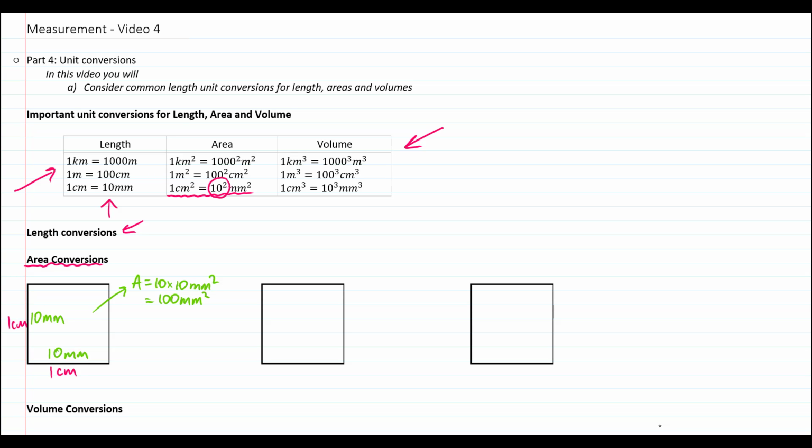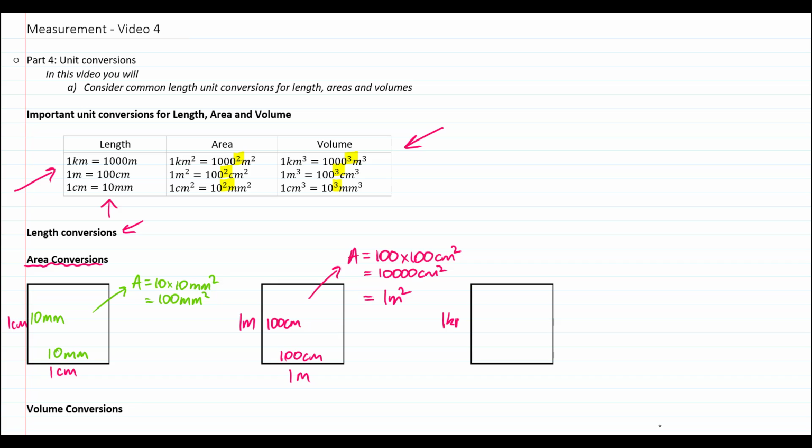Now, obviously, 1 centimetre squared is therefore 100 millimetres squared, but I've denoted it as 10 squared millimetres squared because you'll see the pattern forming here. You'll see that we have 1,000 squared, 100 squared, 10 squared, and cubes of the volumes as well. So let's quickly have a look at the other ones. If this is a 1 metre by 1 metre square, well, that means it's a 100 centimetre by 100 centimetre square. And that means that this box has an area in centimetres squared of 100 times 100 centimetres squared, which is equal to 10,000 centimetres squared. And that, of course, is equal to 1 metre squared, according to the diagram.